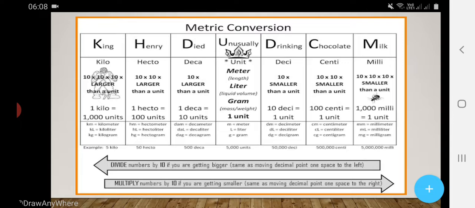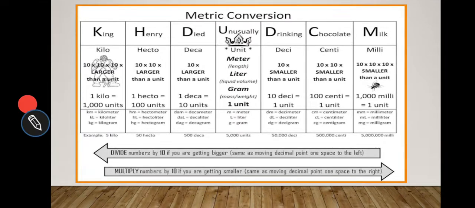Now, divide numbers by 10 if you are getting bigger, same as moving the decimal point one place to the left. Multiply numbers by 10 if you are getting smaller, same as moving the decimal point one place to the right. Just read this.